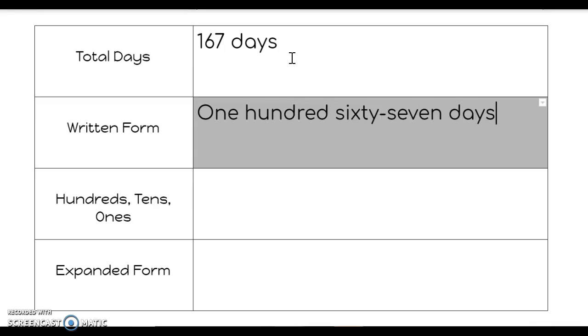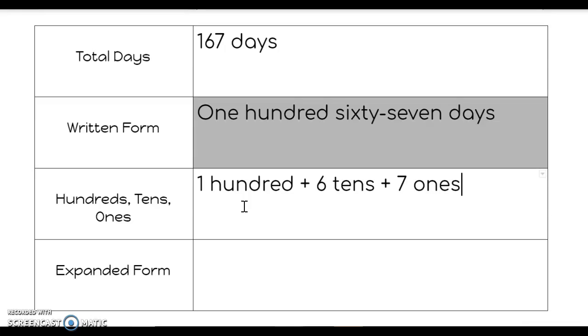167 days. Hundreds, tens, and ones. There's 100 plus how many tens? Oh, excuse me. 6 tens plus how many ones? 7. Very good. And our equation. Remember, when we do our expanded form, we can use our hundreds, tens, and ones and our total days to help us. Here we go.